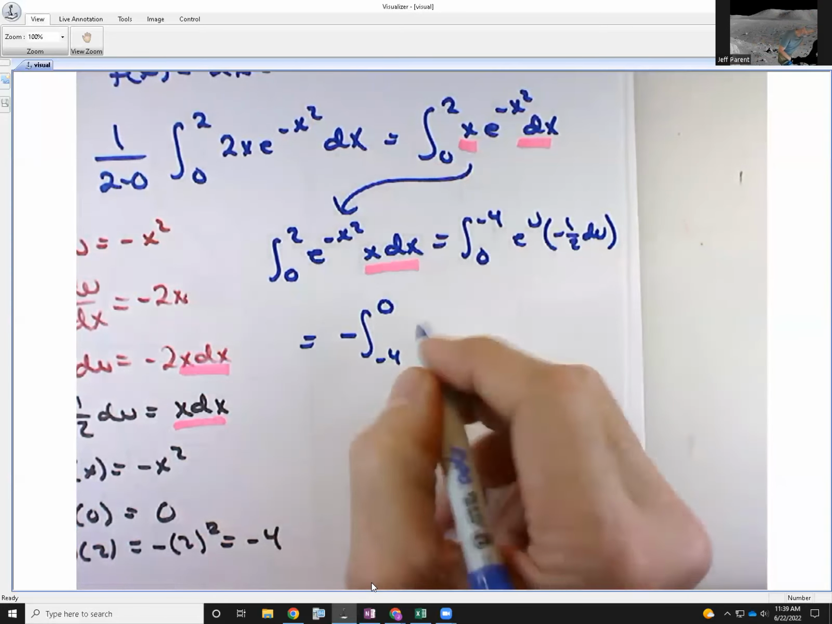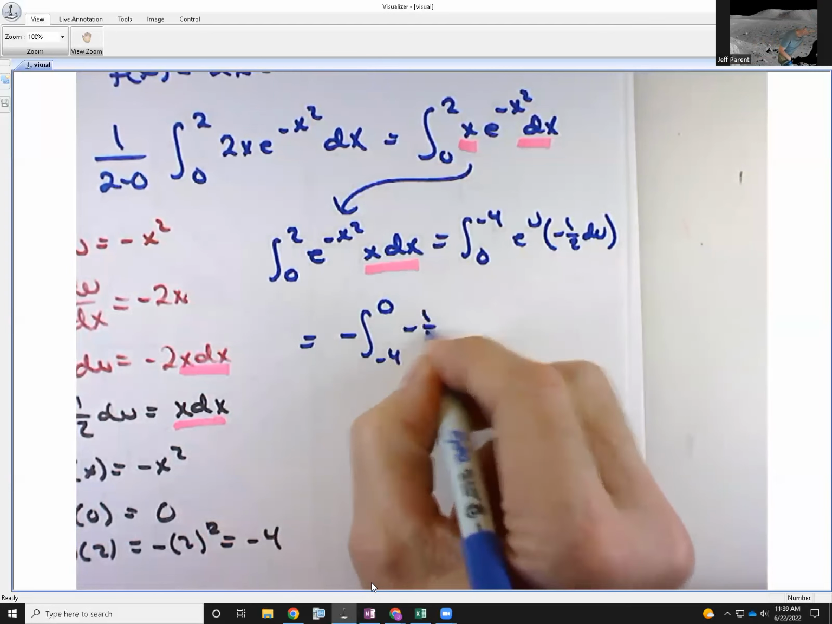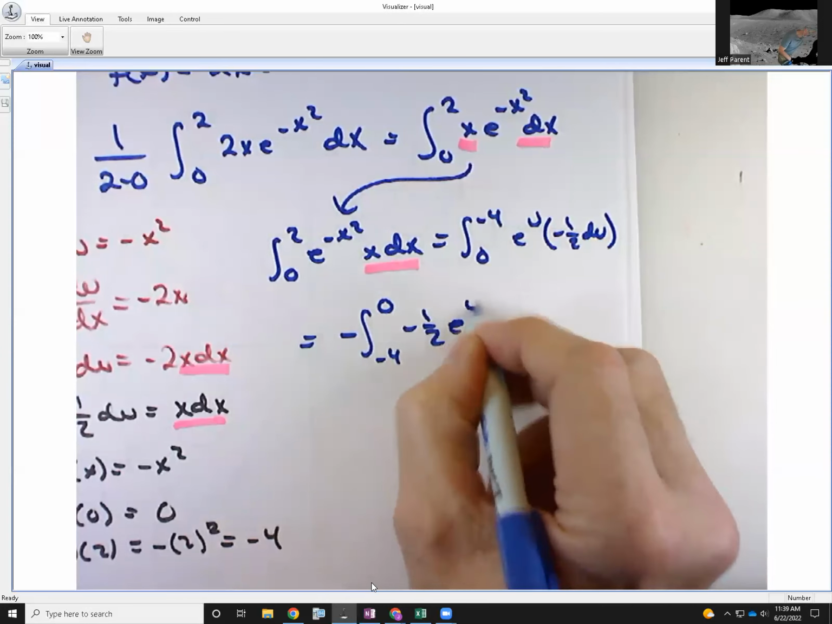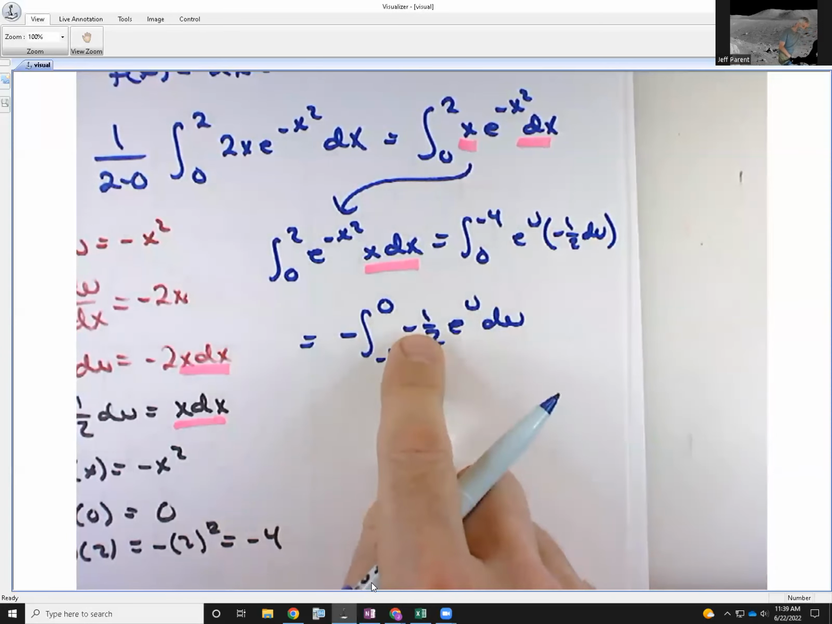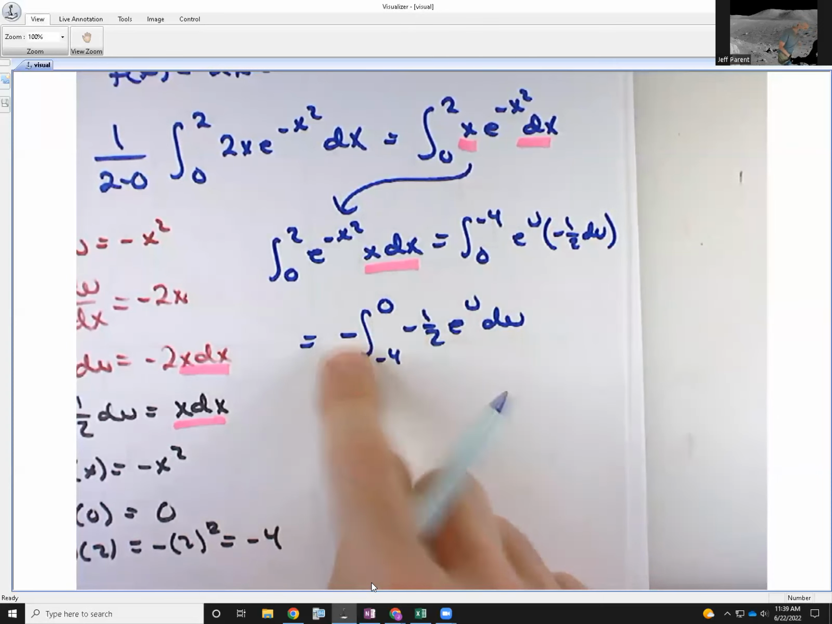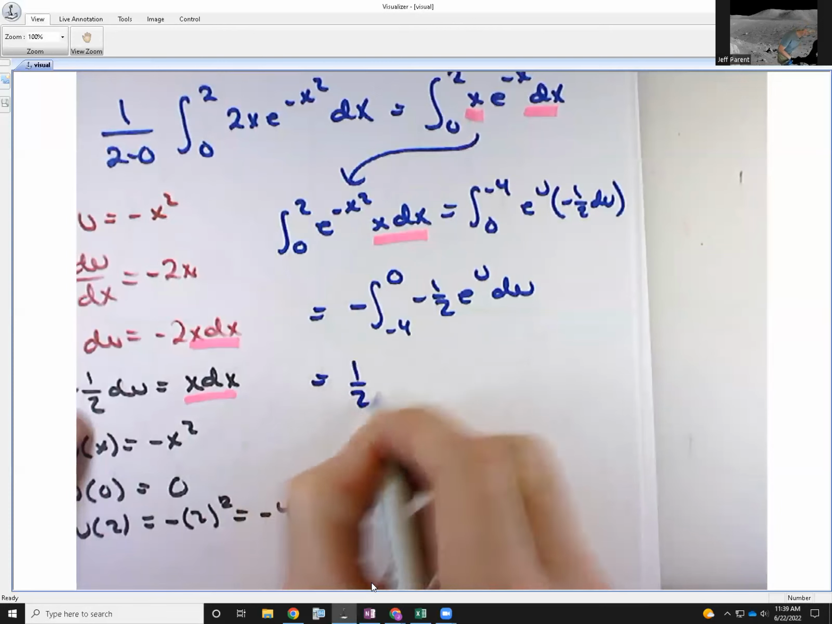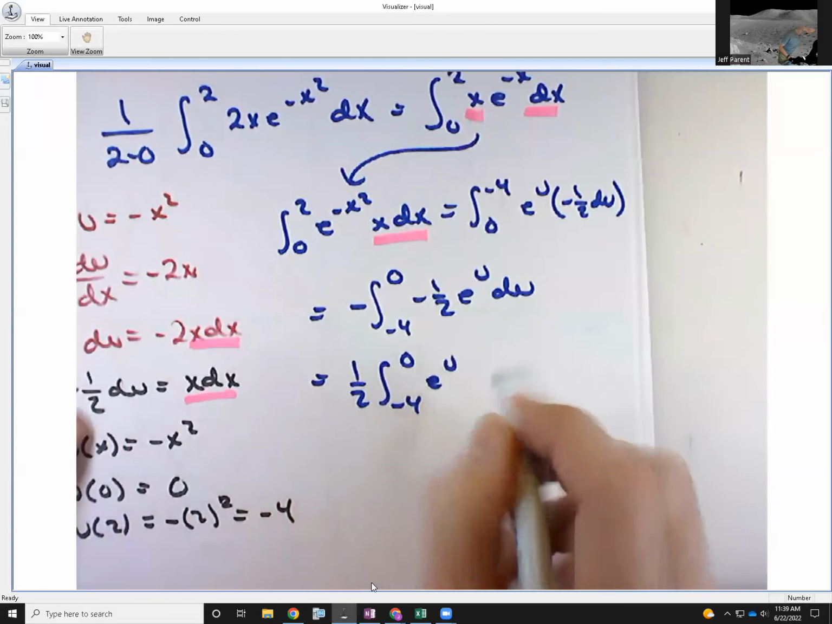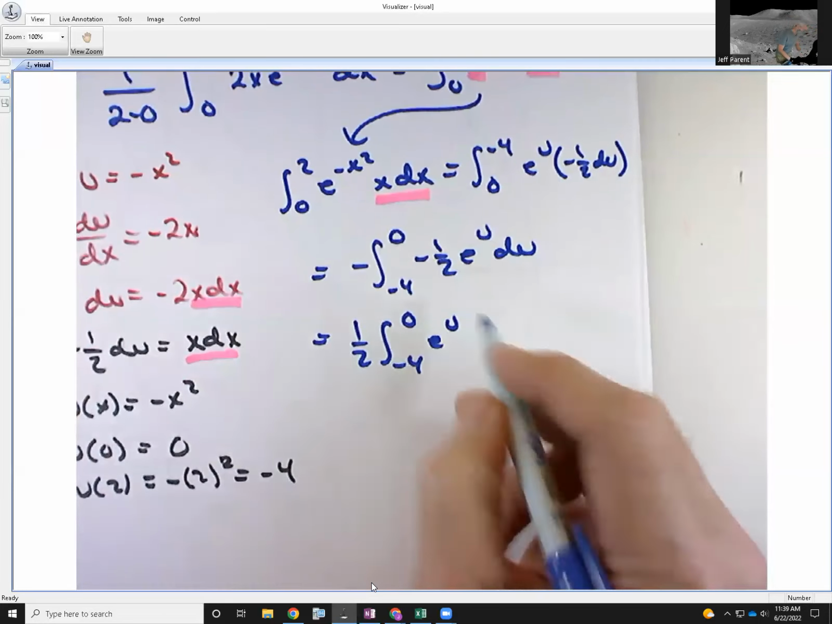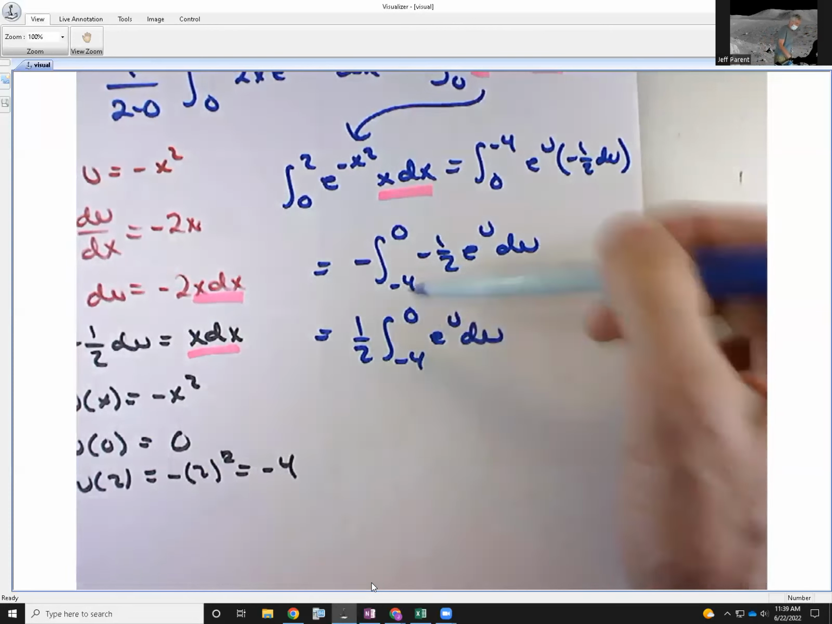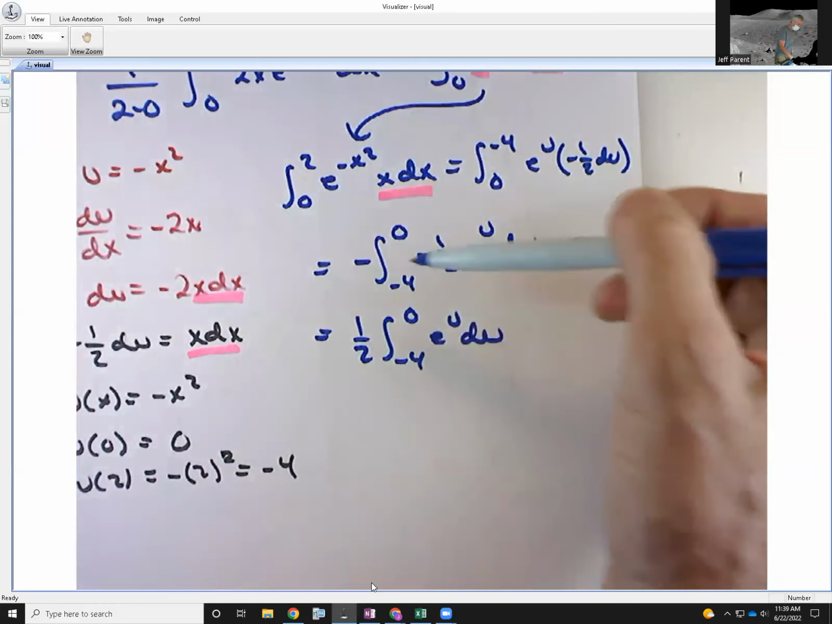Now, the interesting thing is that I've got a negative here with that 1/2. So those two are going to cancel each other out. That negative, this negative are going to cancel each other out. I'm going to bring this out here to do that: 1/2, the integral from negative 4 to 0 of e to the u du. All right. At least that looks a little bit better. It doesn't offend our sensibilities so much because it's lowest to highest.